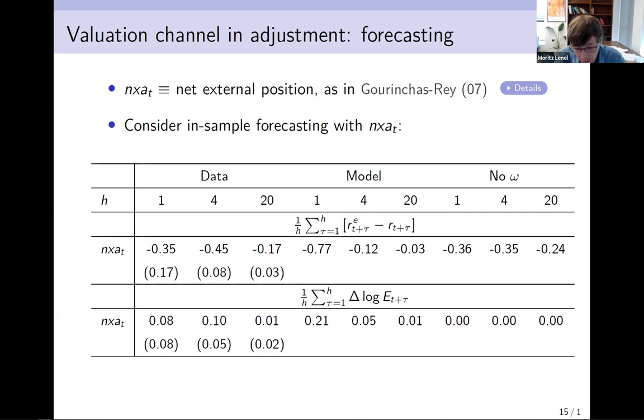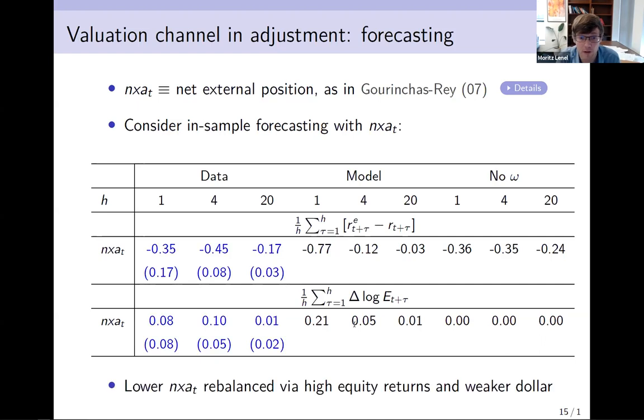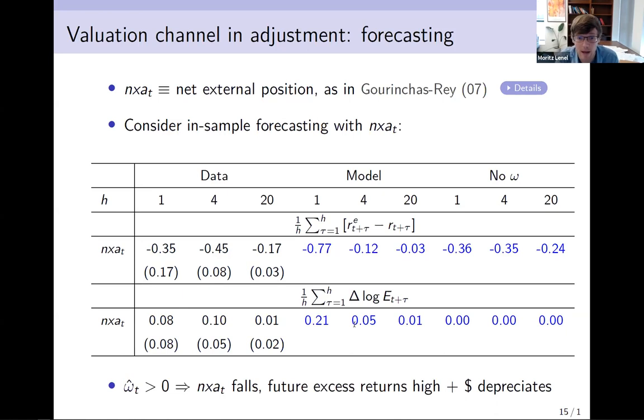And so because the US is a levered investor, the higher excess returns help to push up the net external position again, and the depreciation of the dollar is also going to lower the value of the US debt. And so a low net external position predicts higher excess returns on equity going forward and a depreciation of the exchange rate, as you see here in the data. And our model naturally captures that, and in particular for the exchange rate movements, it's crucial that we have this dollar demand shock, as we see in the data. Why is this?